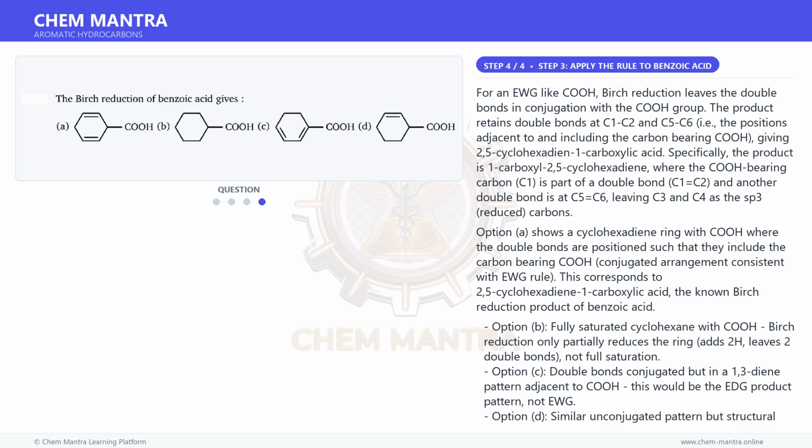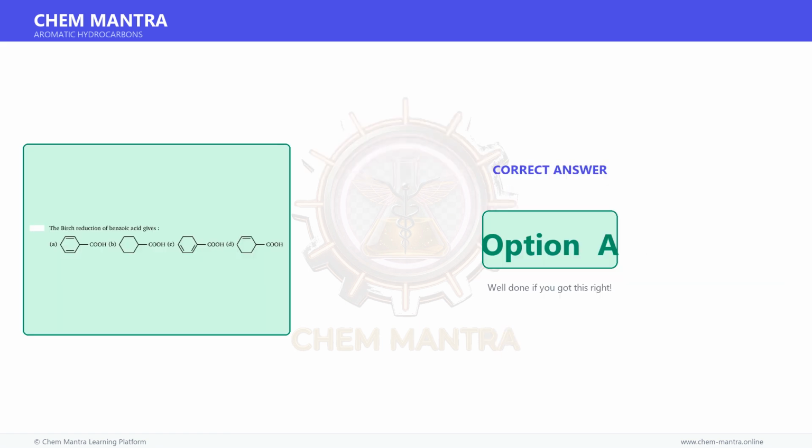Option C. Double bonds conjugated but in a 1,3-diene pattern adjacent to CHO. This would be the EDG product pattern, not EWG. Option D. Similar unconjugated pattern, but the structural arrangement does not match the known product. Option A is the established correct regiochemistry. Therefore, the correct answer is A. Therefore, the correct answer is option A.